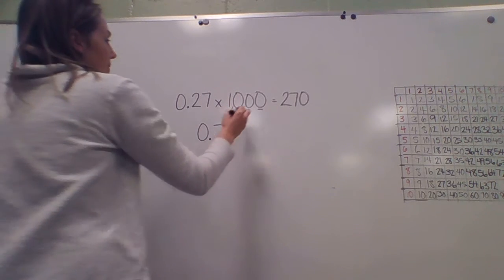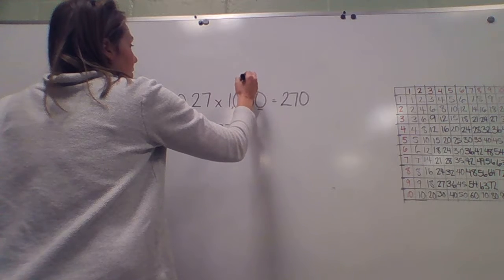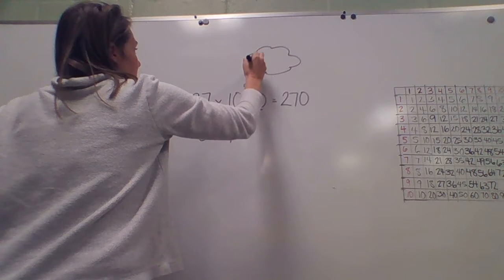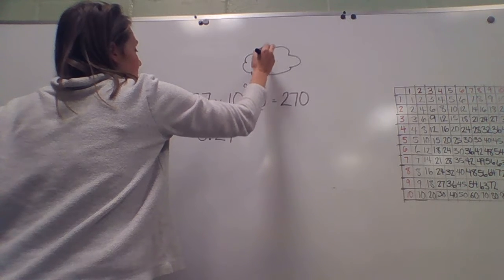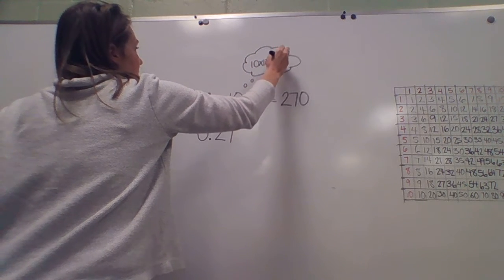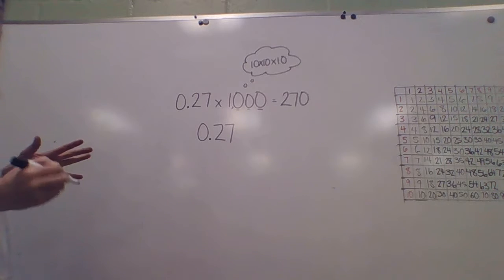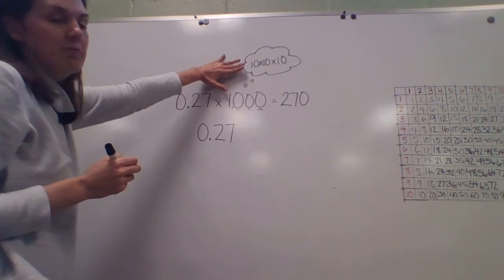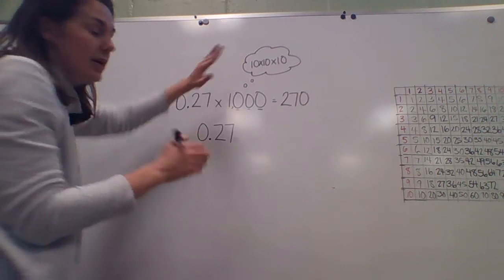Okay. So we can think of 1,000 as like 10 times 10 is 100. 100 times 10 is 1,000. So I'm going to move it 3 place values over. It's like I'm multiplying it times 10 3 times.